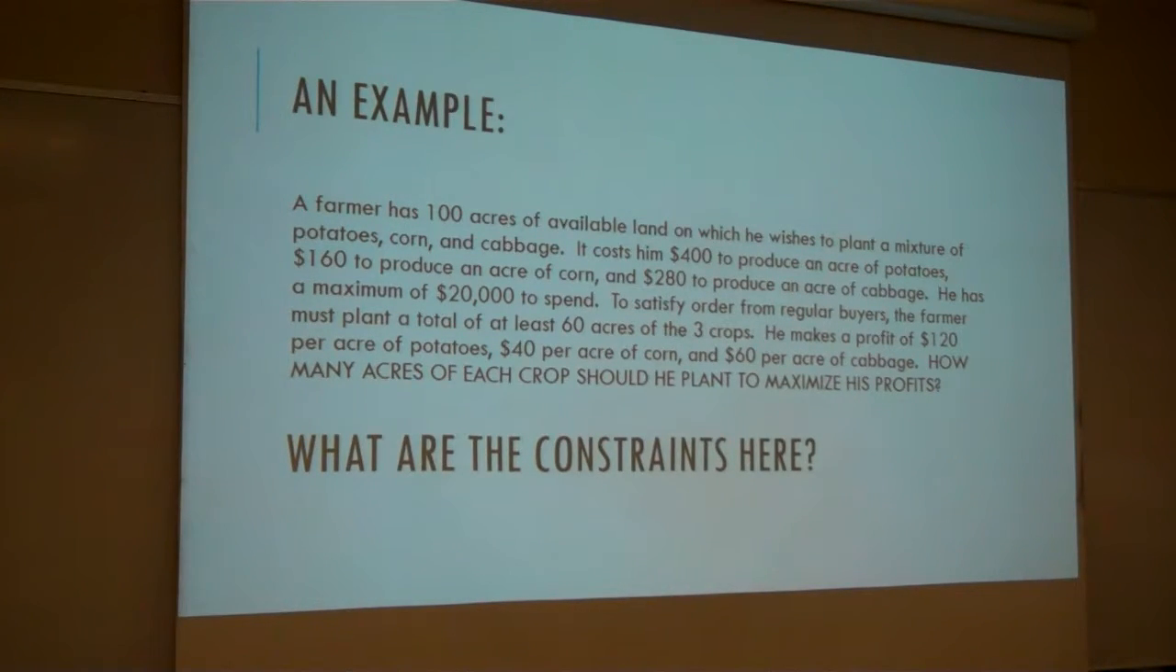What's one of the things he's got that's limiting what he can do? 100 acres. Good answer. X1 plus X2 plus X3 has got to be less than or equal to 100. He can't plant on his neighbor's land.